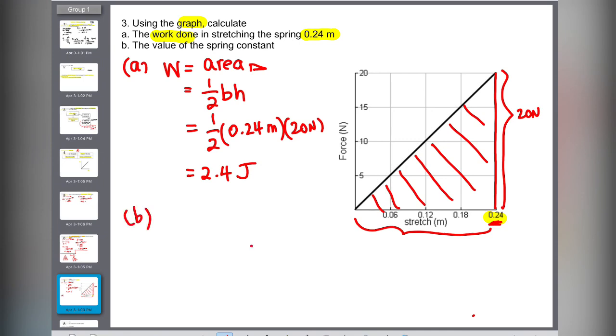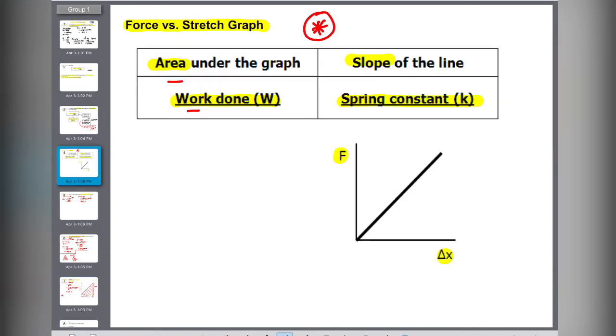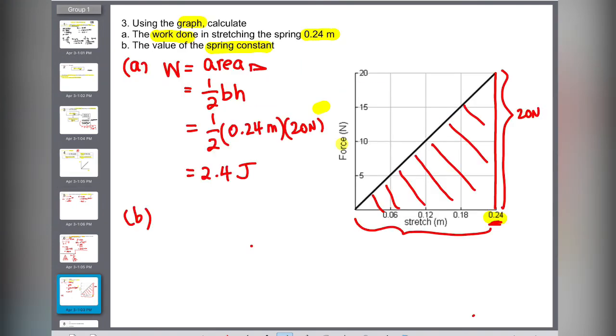Part B, asking for what is the value for the spring constant. So go back to your sheets. I want spring constant, so I'm going to look for the slope. Okay, then I'm going to come back here and I'm going to look for the spring constant, K, and it equals the slope. So I'm just going to write the slope. If you remember the slope of the line, we use the symbol M, is y2 minus y1 over x2 minus x1. So pick 2 points from this black line.